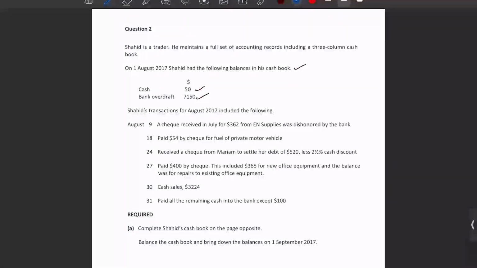Cash will always have a debit balance, but this is a bank overdraft. Bank overdraft is a liability. It will have a credit balance. Can you please enter those?